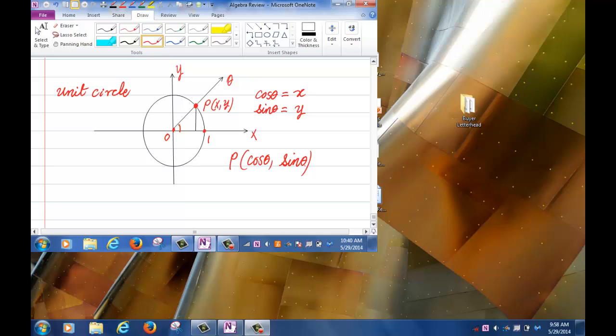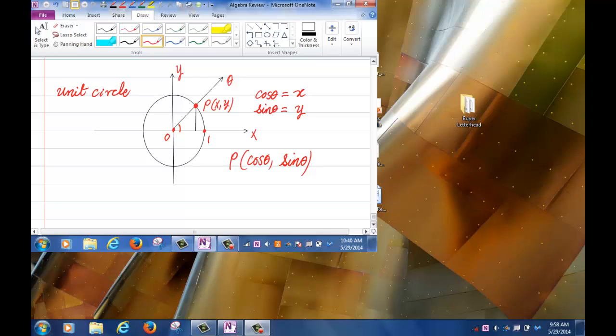Everybody realizes that. So if you have a unit circle, and you pick a point P on the unit circle, and from the point P to the origin you make an angle, then the first coordinate of the point P is given by cosine theta, the second coordinate of the point P is given by sine theta. Am I making sense? Any other questions?